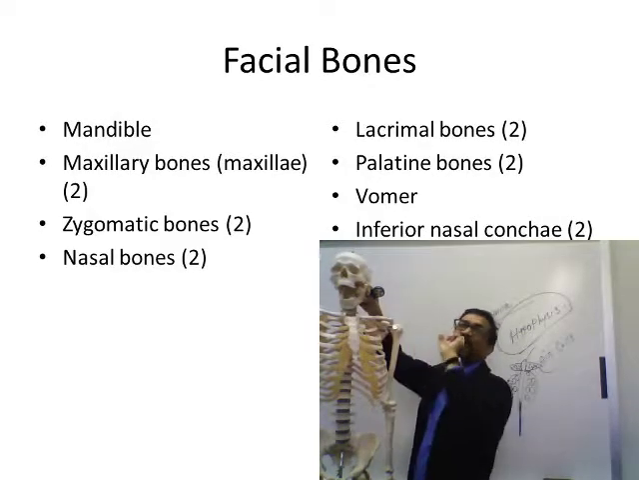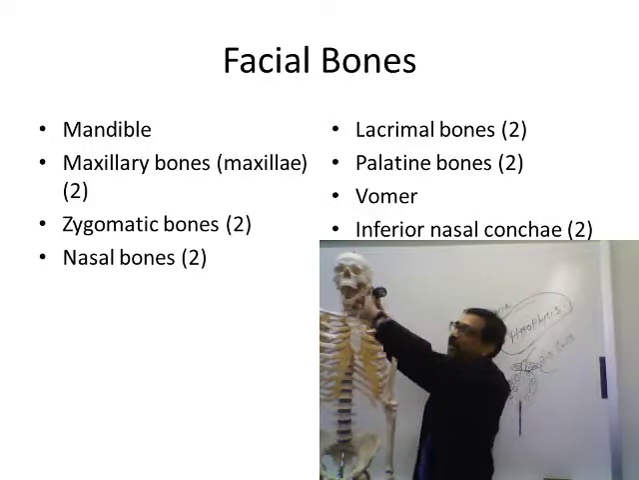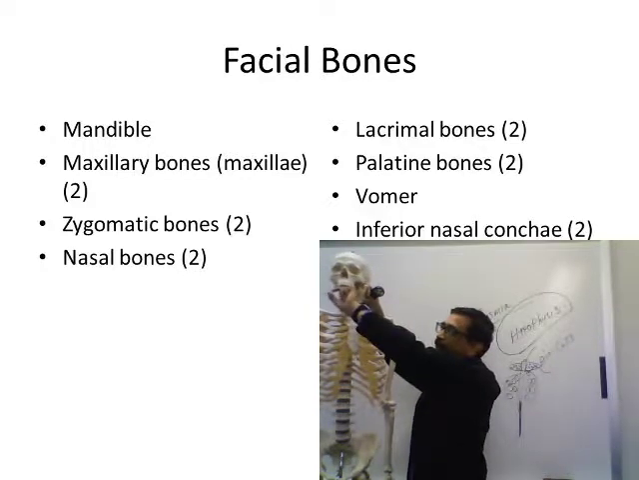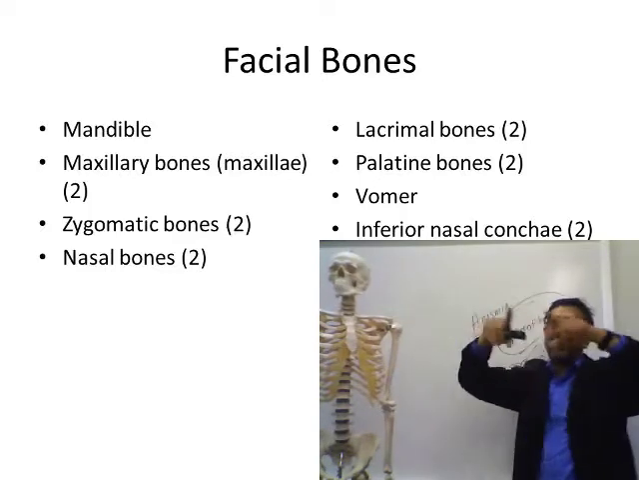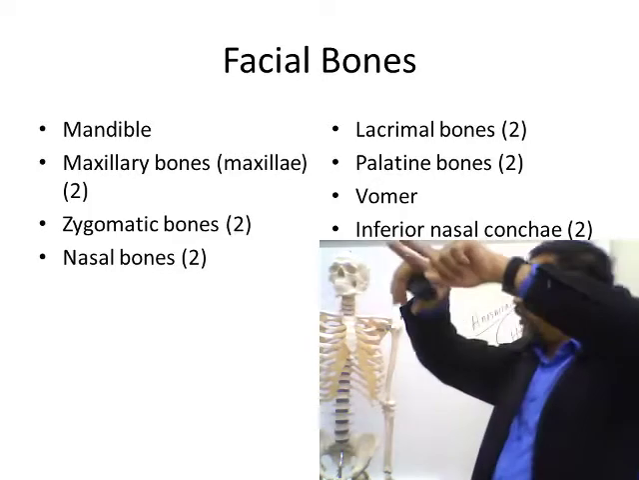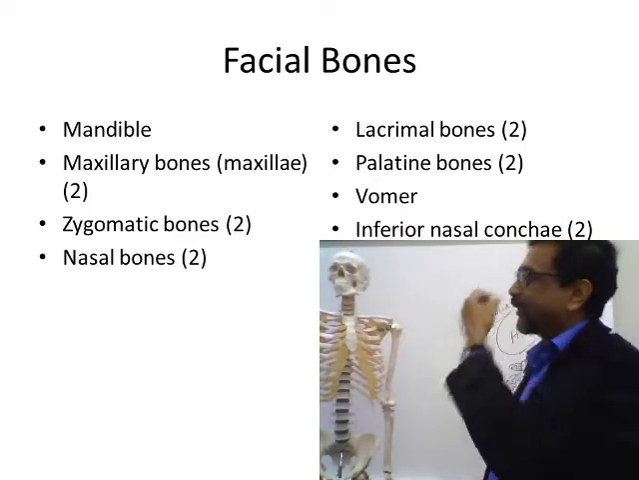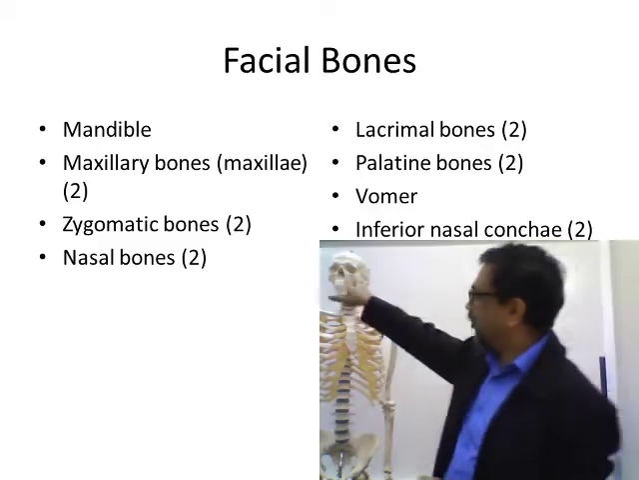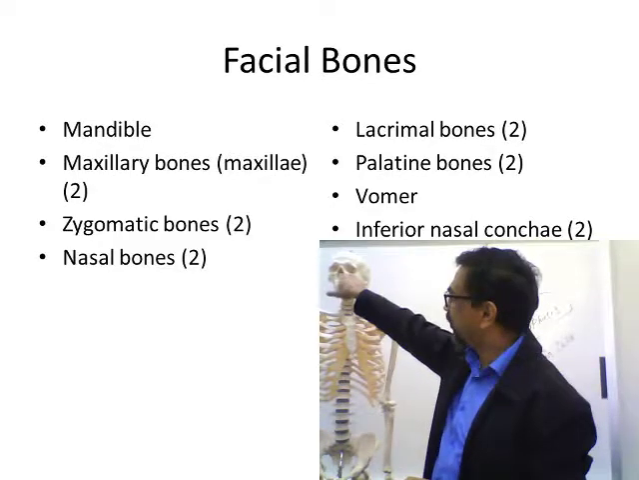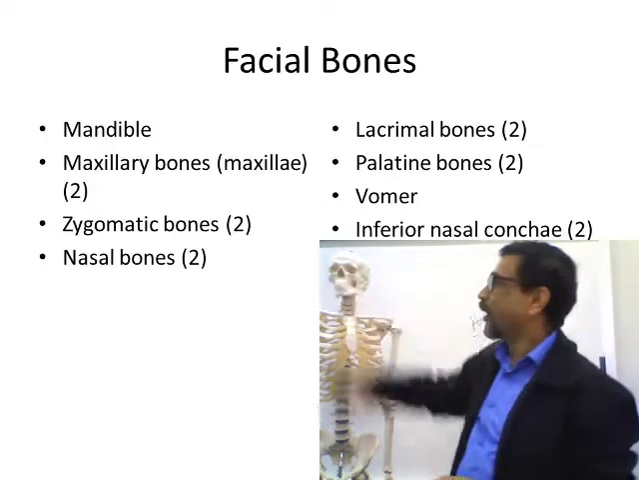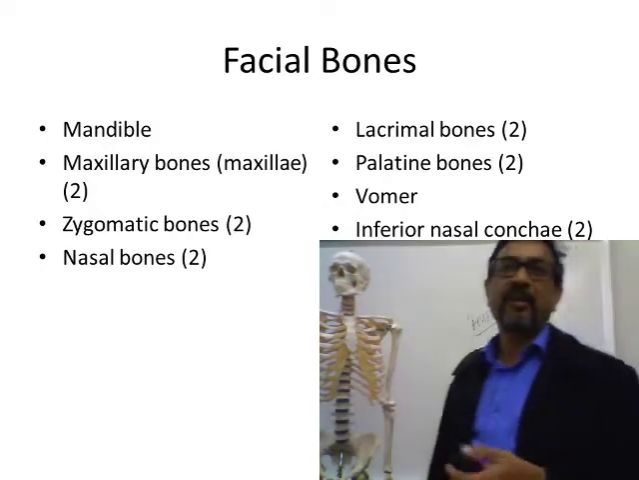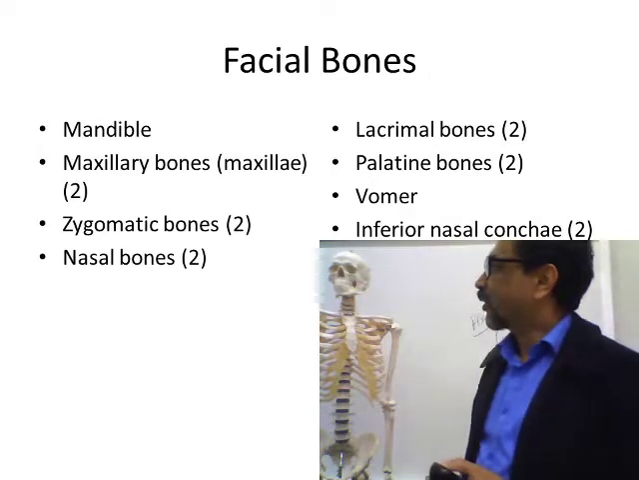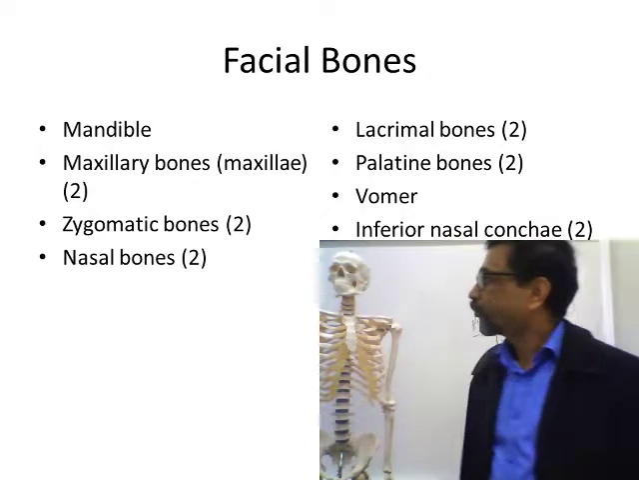If you put your finger inside your mouth and move up, you will touch the hard part, the roof of the mouth. That's the palate, right? You probably know. So two palatine bones form the palate, and the vomer I have mentioned inside the nose, the lower part is the vomer, and the nasal concha or conchae. So those are the facial bones.